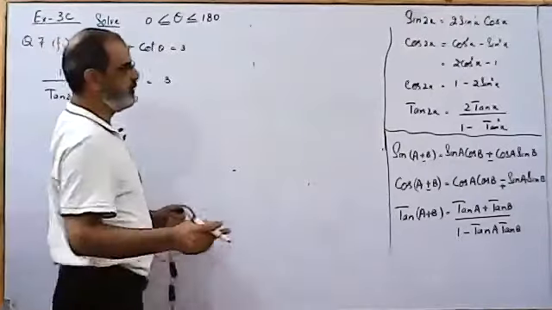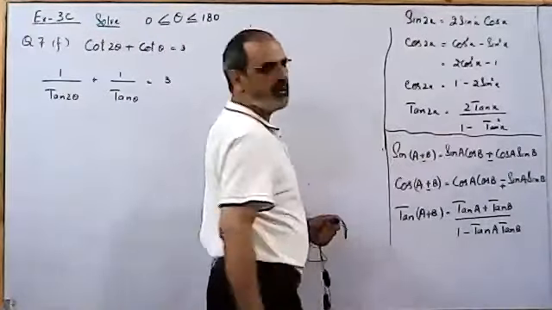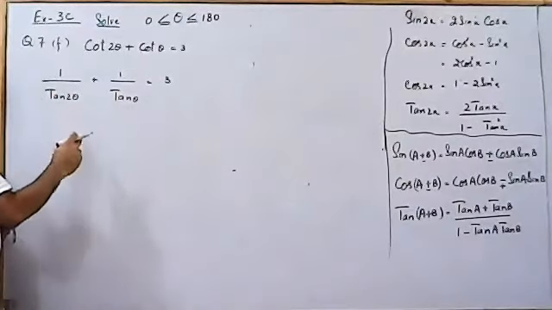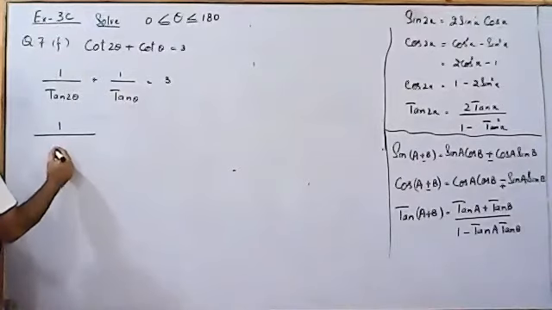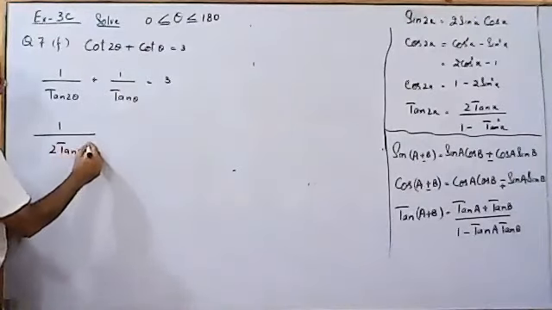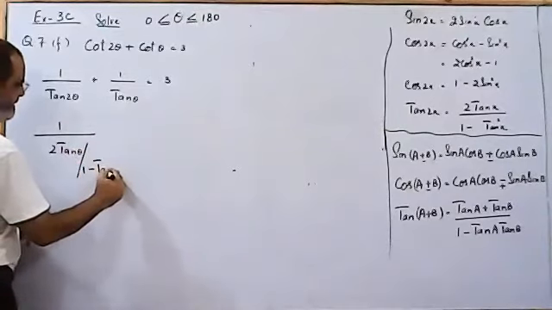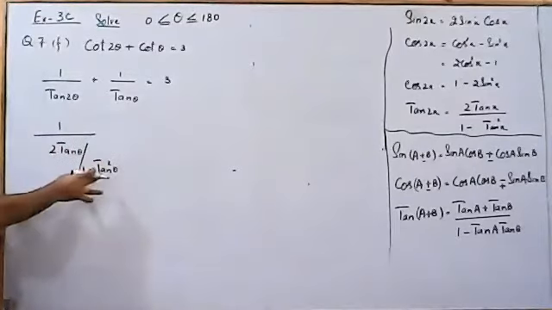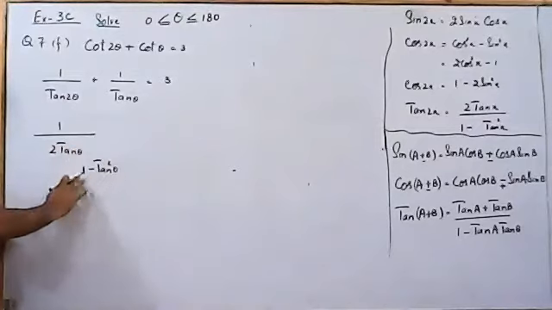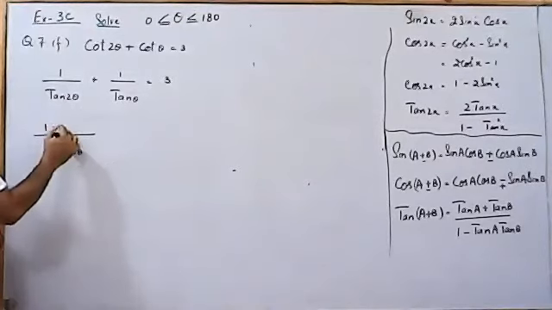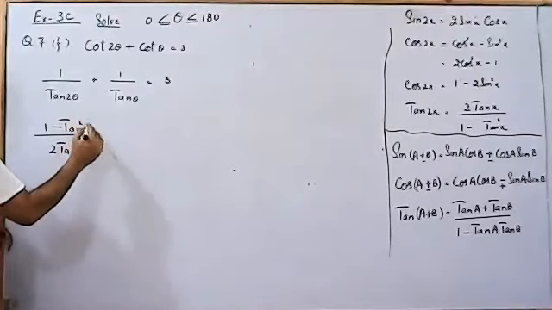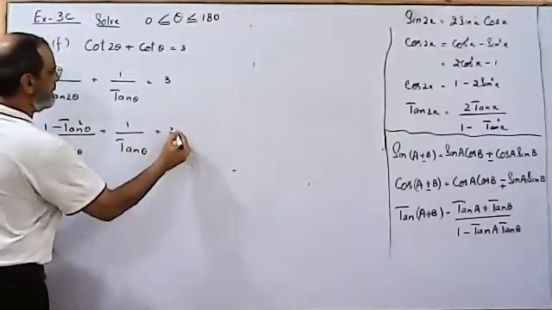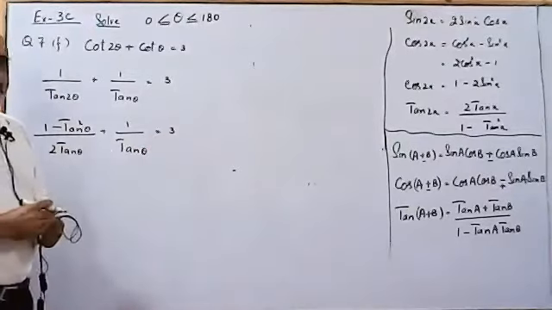Tan 2 theta I know is equal to 2 tan theta over 1 minus tan square theta. Because tan 2 theta is in the denominator, I can write its reciprocal. So instead of writing it in the denominator, I'm going to write its reciprocal as (1 minus tan square theta) over 2 tan theta, plus 1 over tan theta is equal to 3. So all the trigonometric ratios in this equation are tans.